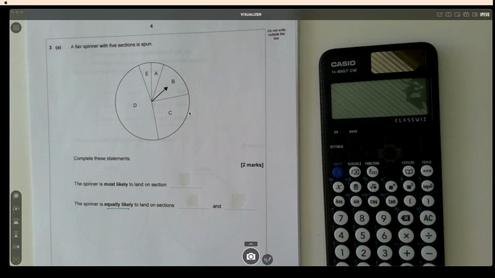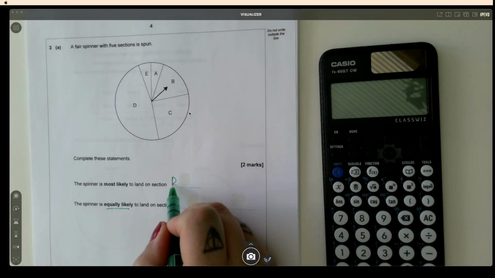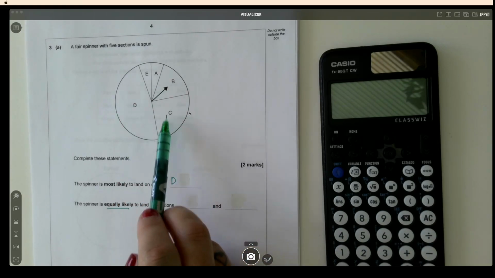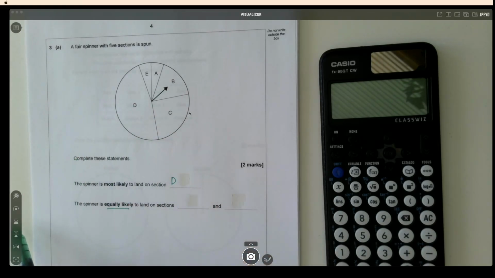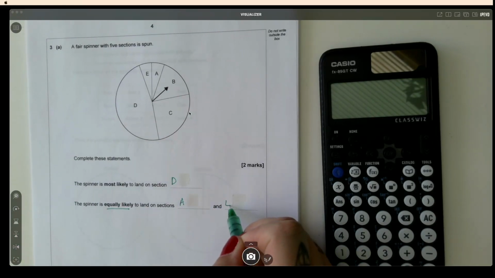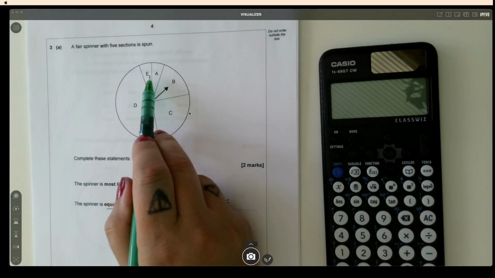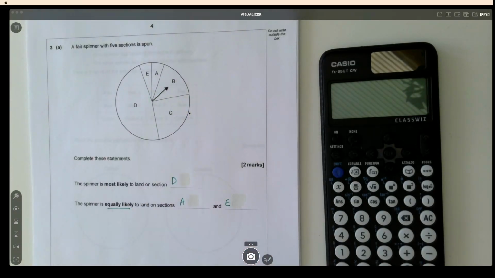3a, a fair spinner with 5 sections is spun. Complete these statements. The spinner is most likely to land on section, that would be section D, because D is the largest section of the spinner. The spinner is equally likely to land on sections A and E because they are sections of the same size.